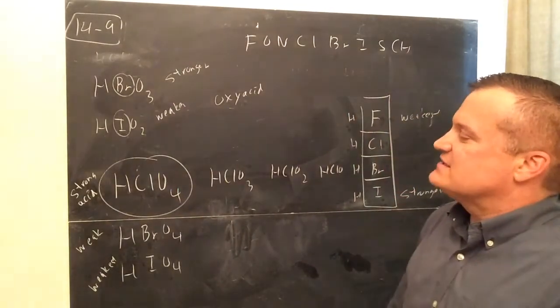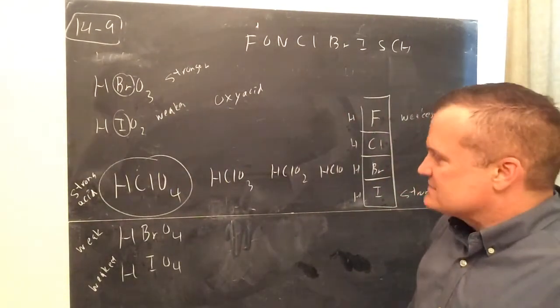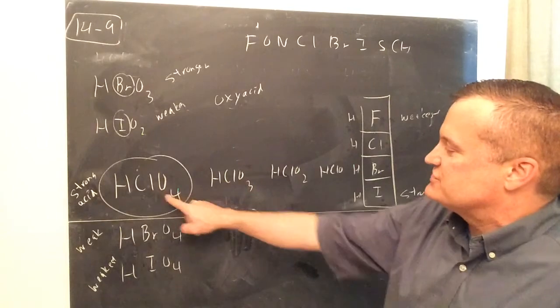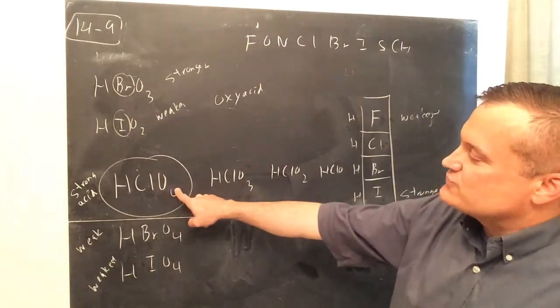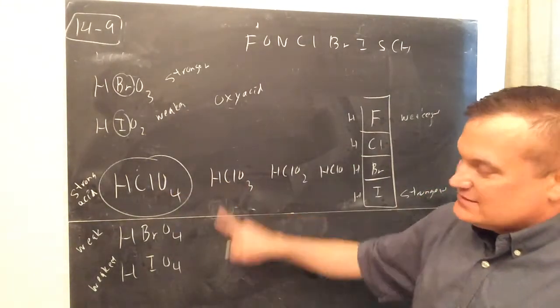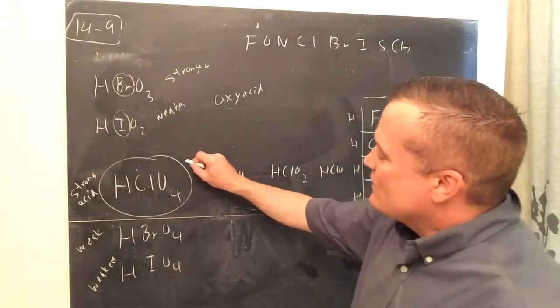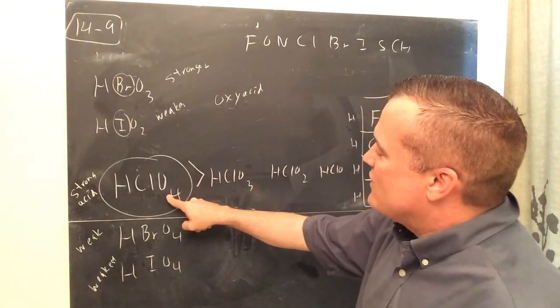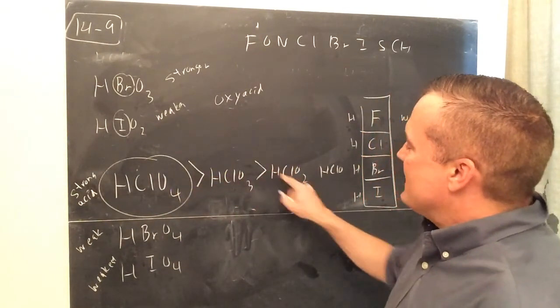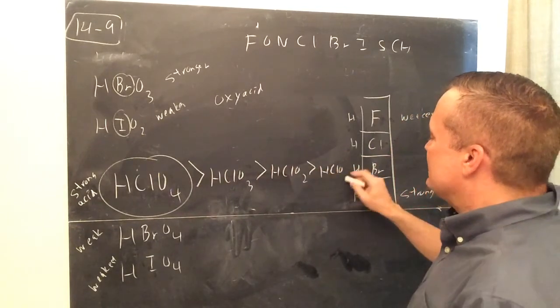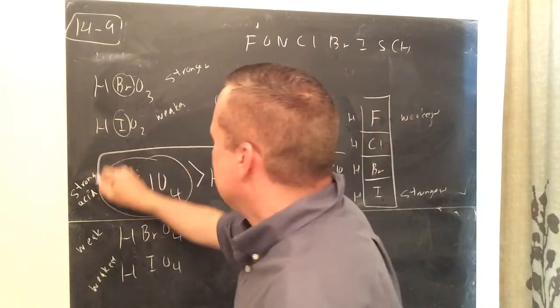All right, and the last little trend is the number of oxygens attached. Now, this is a strong acid. Is that a strong acid? No, it's not. So watch this. That is a stronger acid. That's weaker. That's even weaker. And that will be the weakest in that little group. Let me just go across there.